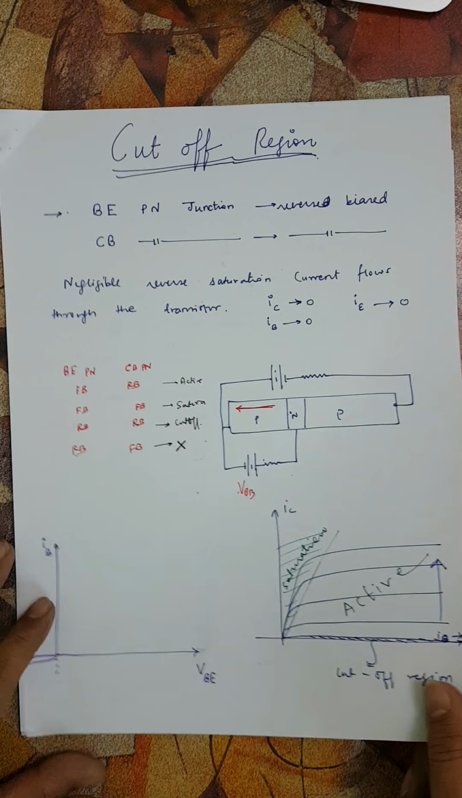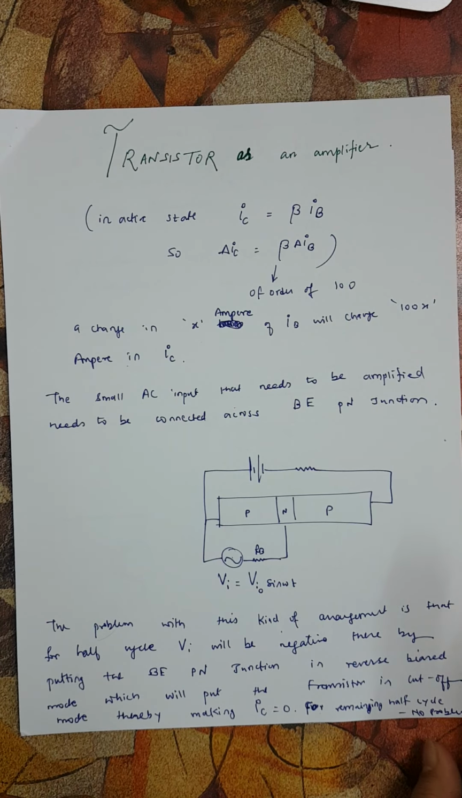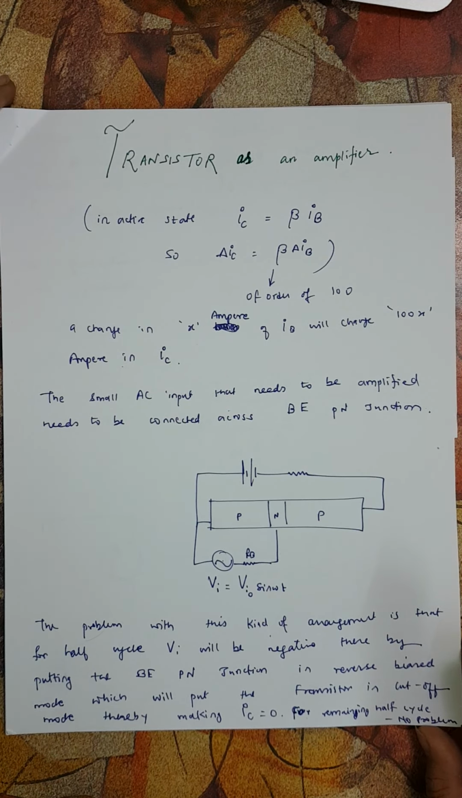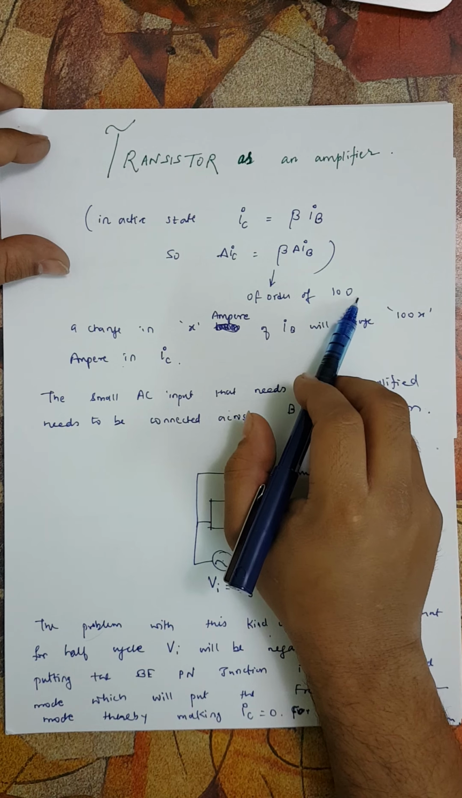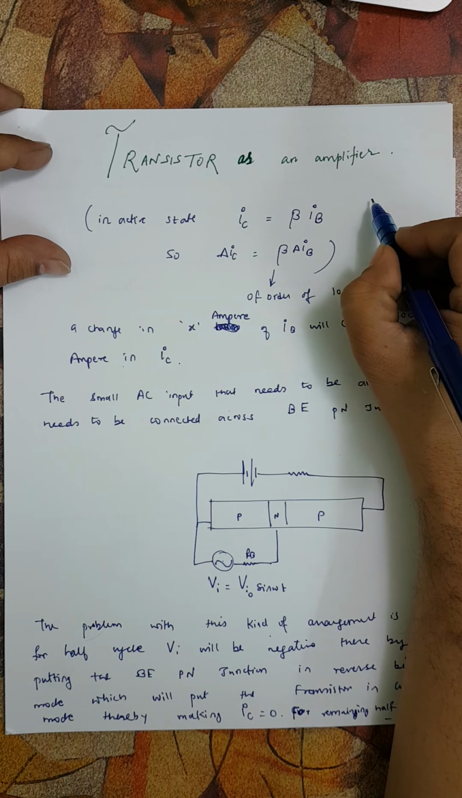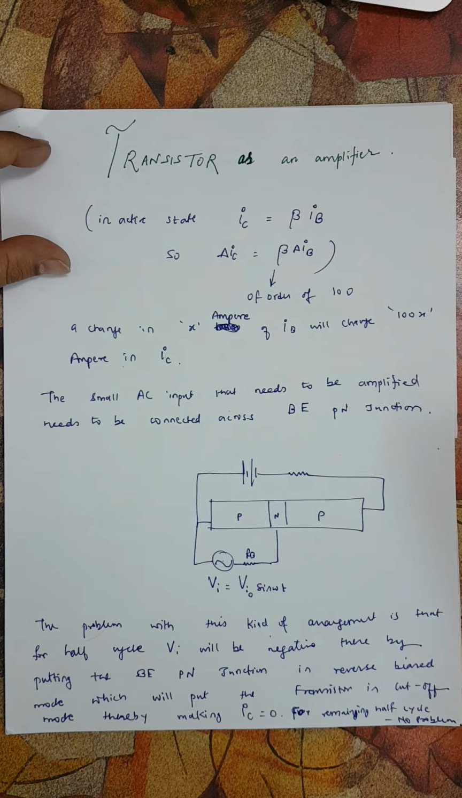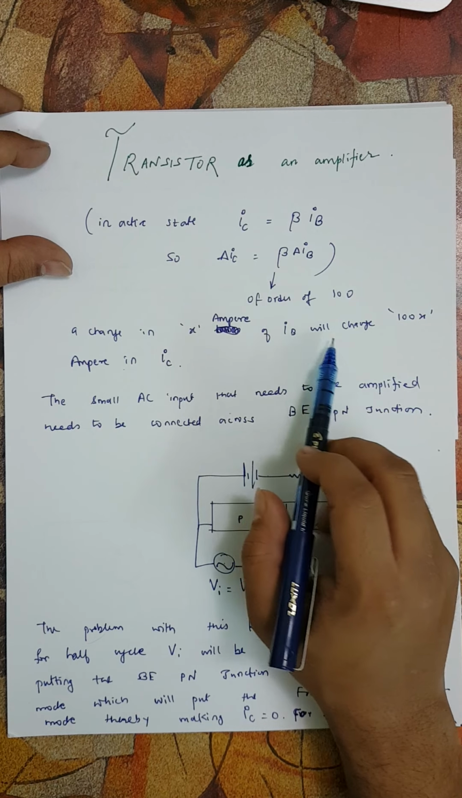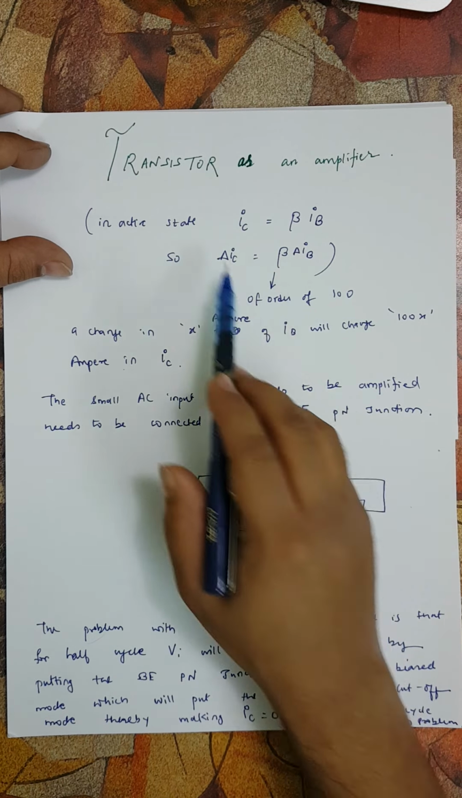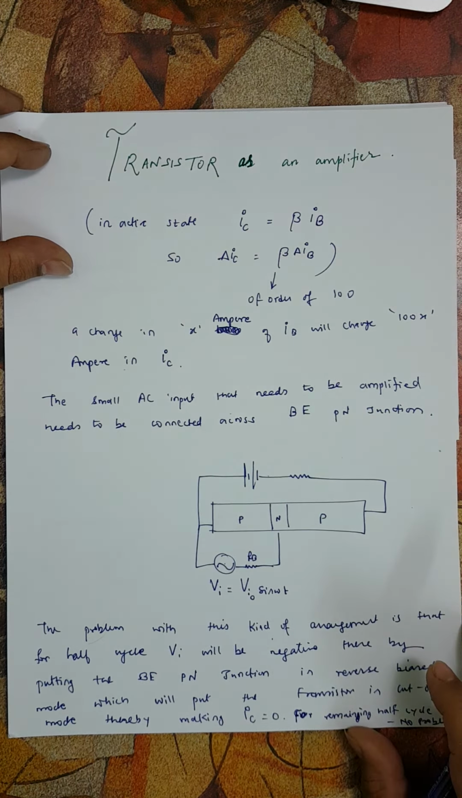Moving on to the transistor as an amplifier. Alright, let me just straighten it. We know that in the active state, IC equals beta IB, or we can say delta IC equals beta delta IB. And we know that during the transistor operation, beta doesn't change. So this beta is of the order of 100, normally 100 to 100, and there is a relationship between beta and alpha also, you may remember. So a change of x ampere in IB, if delta IB is x ampere, will change IC by 100x ampere, obviously because of this beta. So this is what is called the current gain.